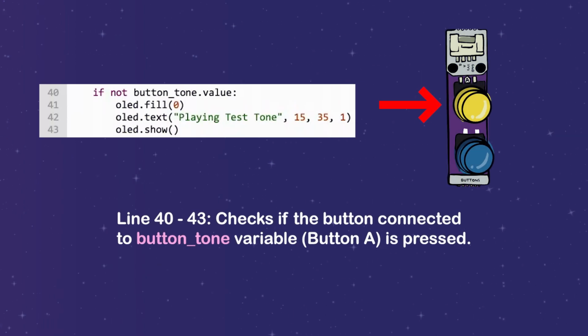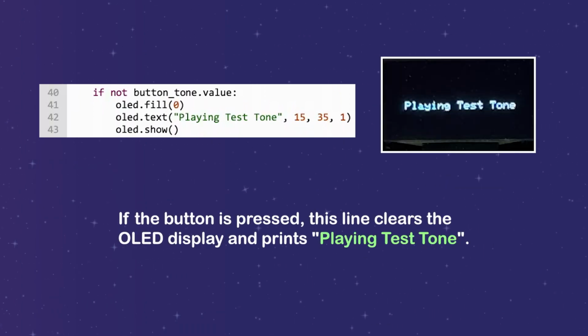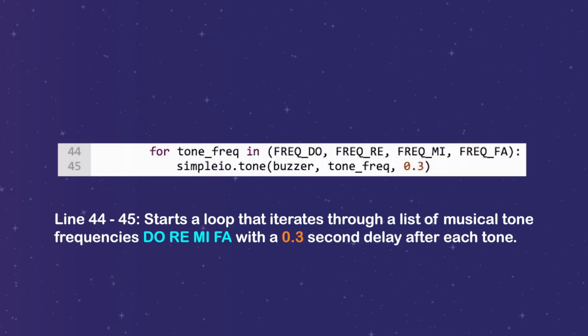Line 40 to 43 checks if the button connected to button tone variable is pressed. If the button is pressed, this line clears the OLED display and prints playing test tone. Line 44 to 45 starts a loop that iterates through a list of musical tone frequencies Do, Re, Mi, Fa with a 0.3 second delay after each tone.